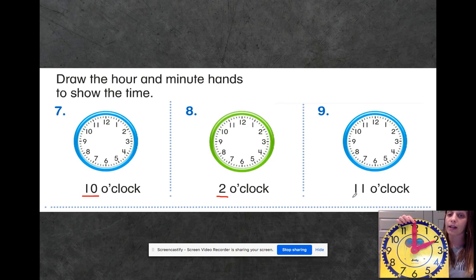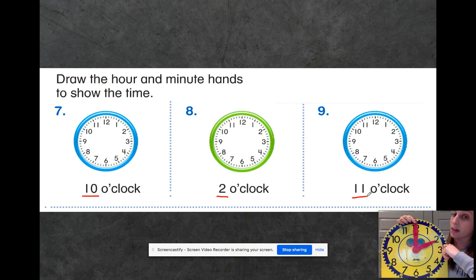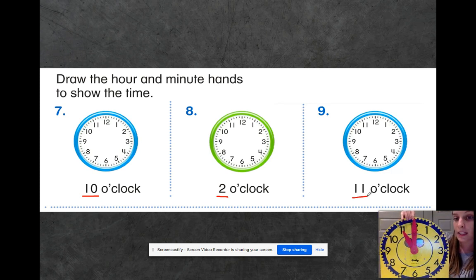Let's try another example. The next one, number 9, it says 11 o'clock. So I want to show that the hour is 11. So using my hour hand, the small one, I'm going to make sure I go all the way up to the number 11. So it's pointing and facing the 11. And again, I want to show o'clock. So I want to make sure my minute hand is still staying on that 12. Now my clock shows 11 o'clock.